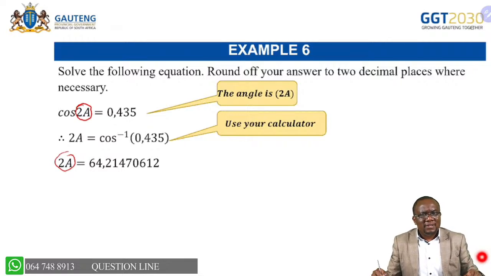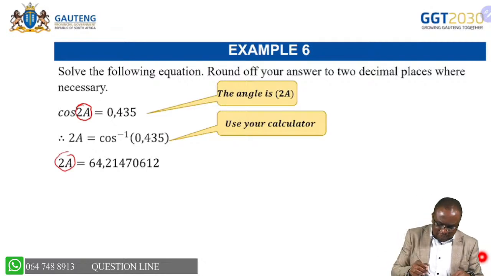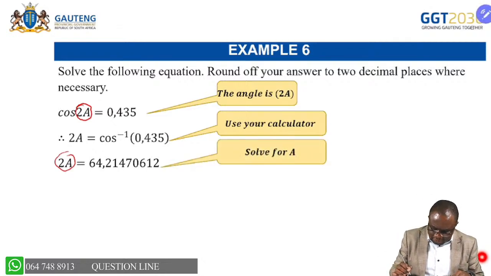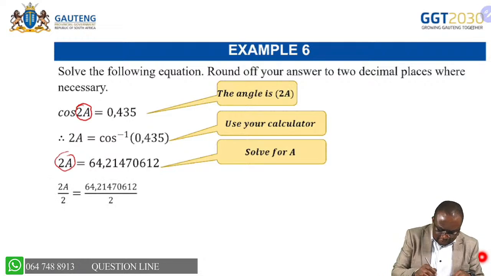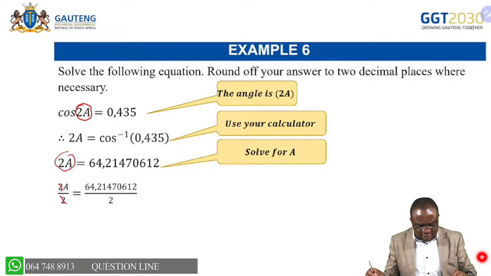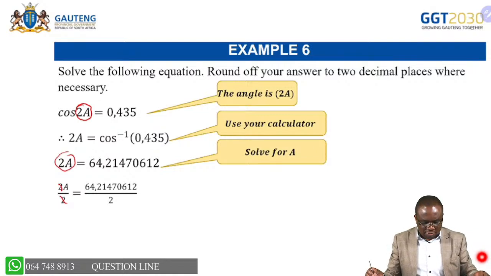What do we do? Divide both sides by 2. So we're going to divide. Did I divide? Yes, I divided. 2 into 2, 1. And then 64.21470612 divided by 2, you get this. Now you have your a there, which is 32.11 degrees.